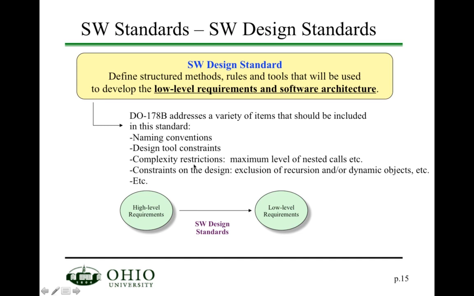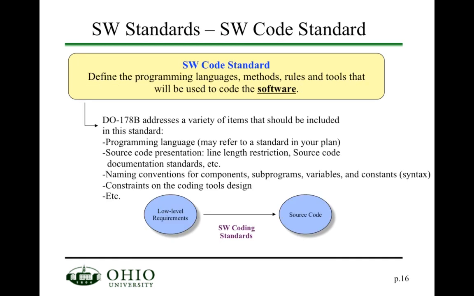It may also include things like complexity restrictions. How many nested calls are you going to allow? Are you going to exclude recursion and dynamic objects, like you would have in an object-oriented program? Then finally, of course, you're going to take these low-level requirements and turn them into source code.